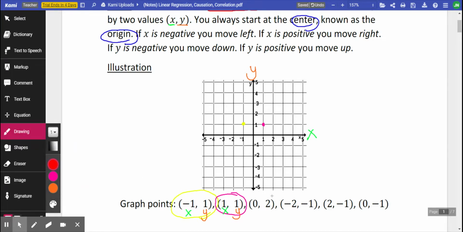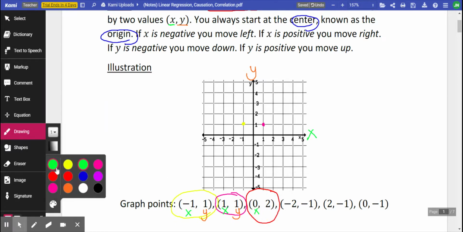So let's say I want to graph this one now. I look at the x and the y coordinate. The x coordinate is 0, and the y coordinate is +2. So I always start at the origin. Starting at the origin, I'm going 0 to the left or to the right, which means I don't go left and I don't go right. I stay right in the middle. So it starts in the middle, and then we go directly up 2. So 1, 2. This is my next point.